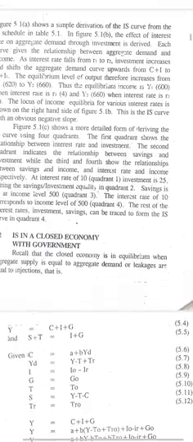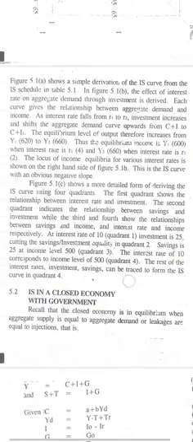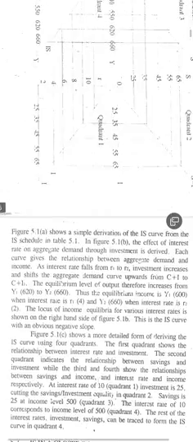Then the second quadrant shows the relationship between savings and investments. Can you see it there? In the second quadrant, S is equal to I: savings and investment. The first one is interest rates and investments, R and I. The second quadrant is savings and investments.